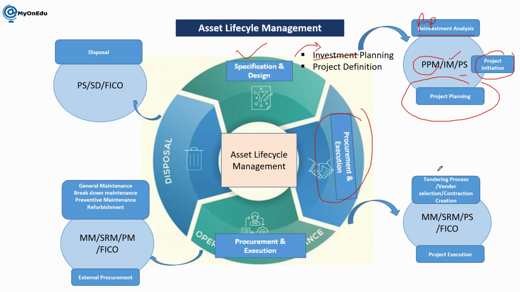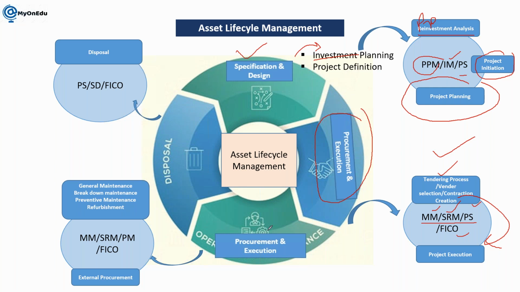Procurement happens through a tendering process where the vendors are involved. Here we have the process of tendering where you finalize the vendor, then vendor evaluation, and then contract creation happens. Once it is done, the project is going to be executed. Different modules will be involved: material management, SRM (supplier relationship management), project system, and FICO. Once this is done, your machine, your substation, your system is ready to use.